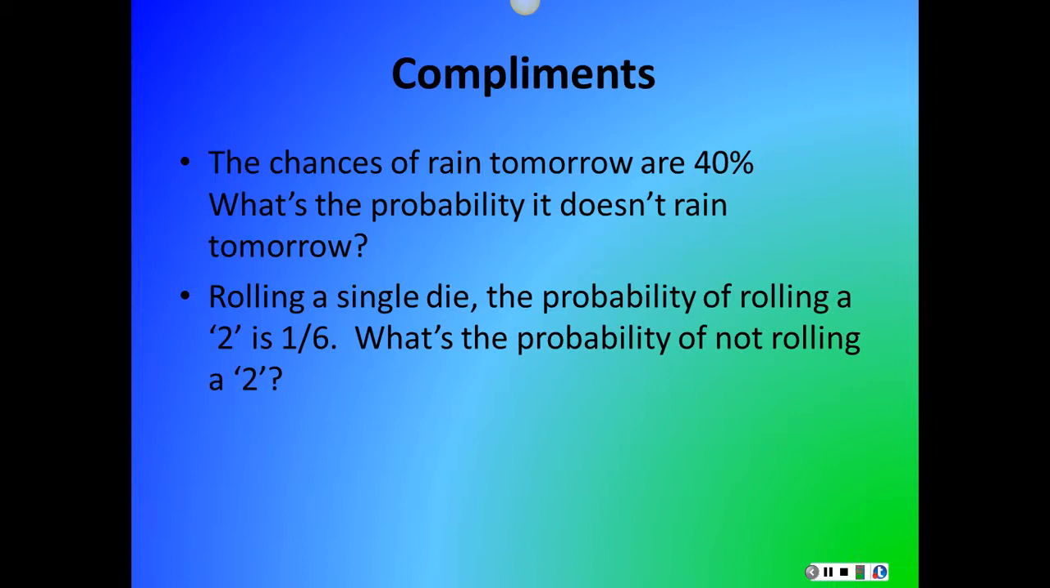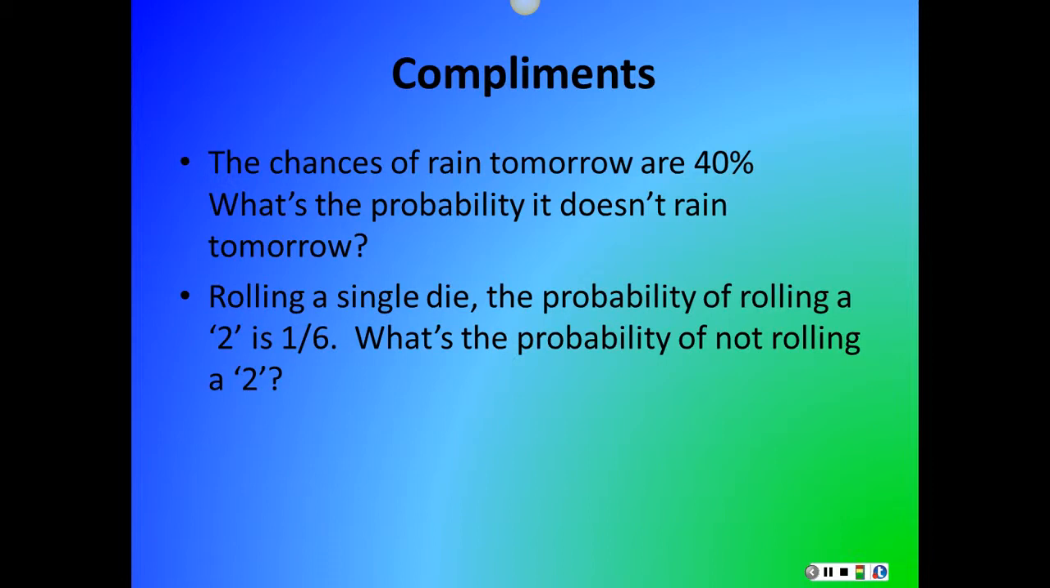Best way I can explain complement is with these examples. For example, if the chance of rain tomorrow is 40%, what is the probability that it doesn't rain tomorrow? Obviously it's going to be 60%, because 60 plus 40 gives us 100%. This is the idea of a complement.